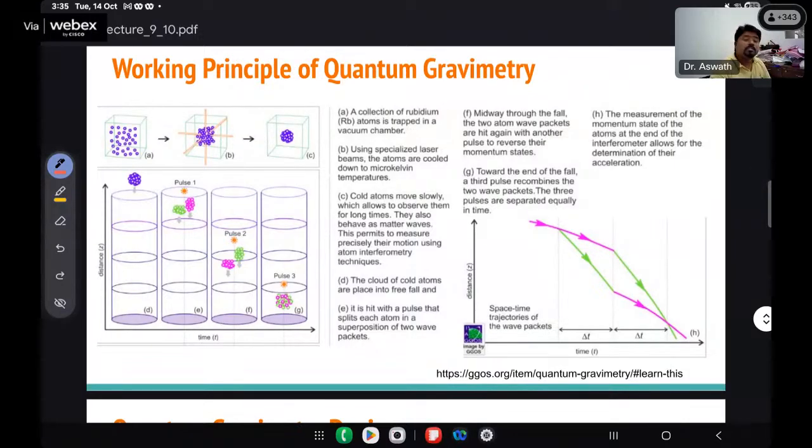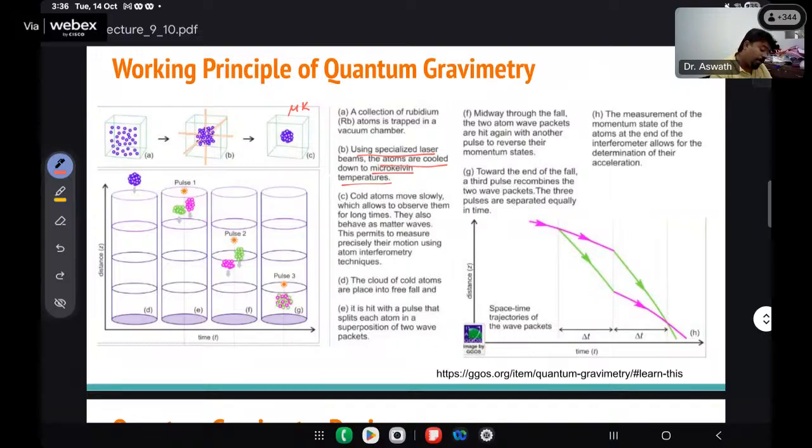So initially the energy is removed and you put everything into one zone where the energy is almost zero. Using specialized laser beams, the atoms are cooled to microkelvin temperature, much lower than the millikelvin temperature we all talk about in the case of cryogenics where quantum computing is taking place. Now once that is done, these are cold atoms, by the way, and these move very slowly because they don't have energy.